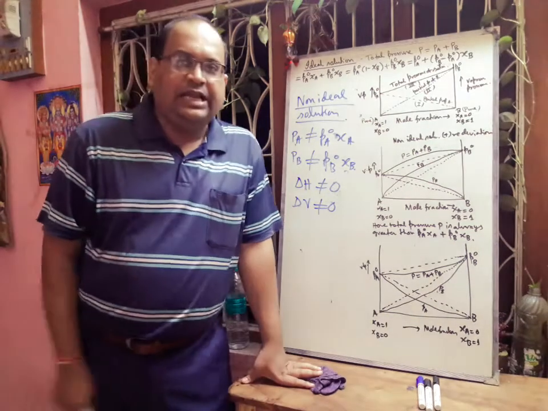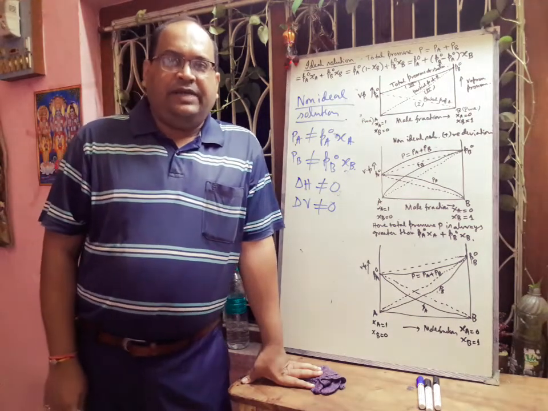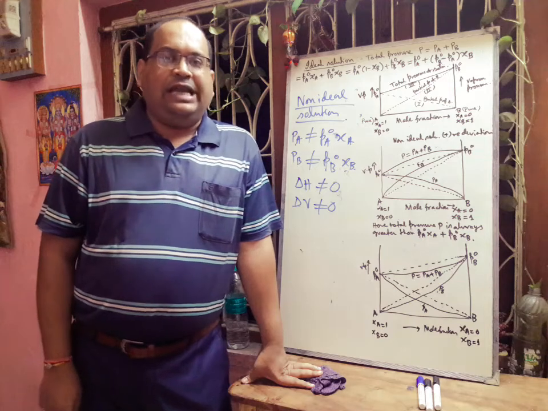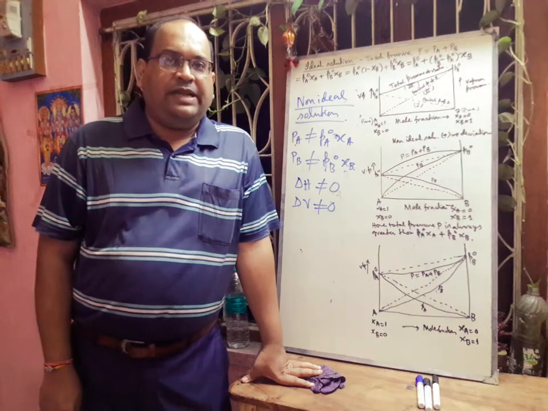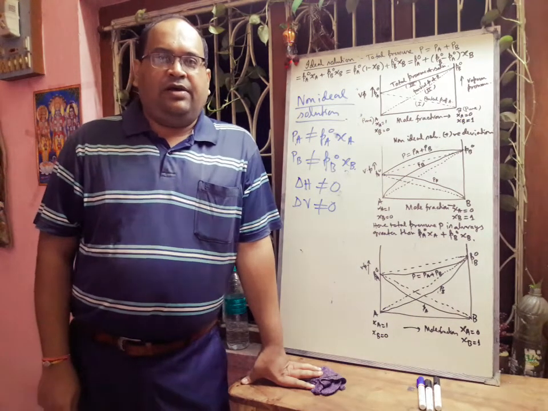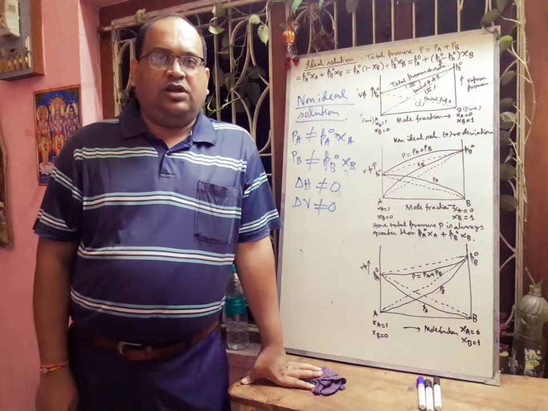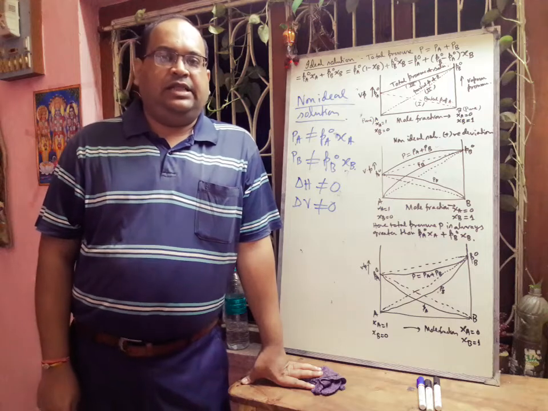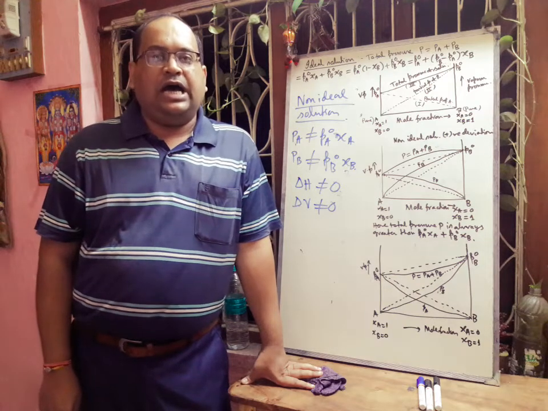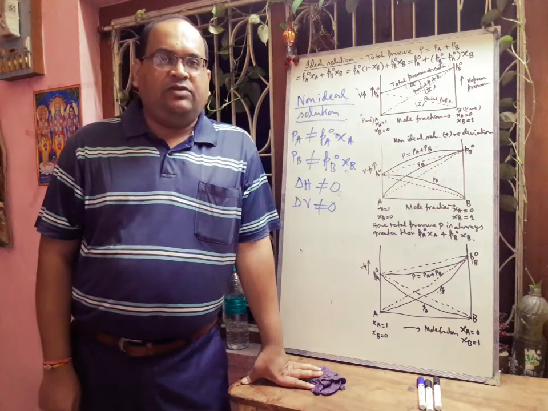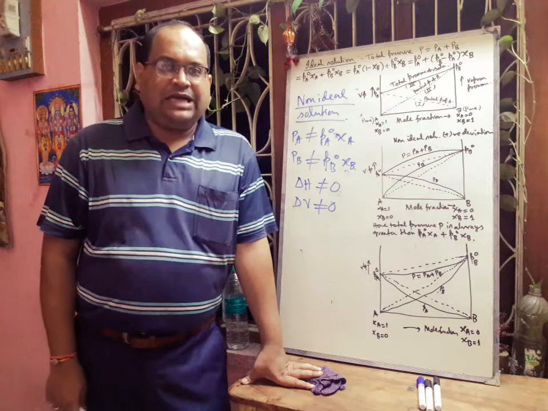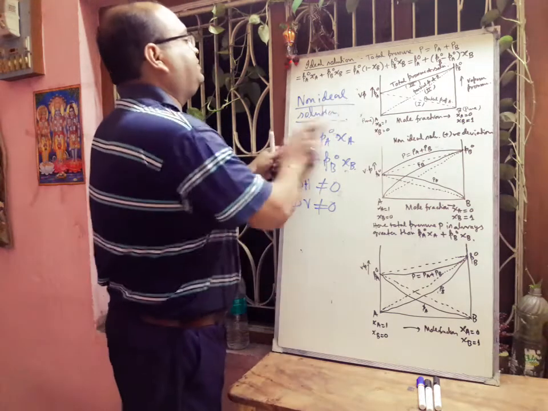A solution obtained on mixing two liquids will be non-ideal if the solute-solvent interactions are weaker or stronger than the solute-solute or solvent-solvent interactions. The non-ideal solutions are divided into 3 categories. First category, type 1.